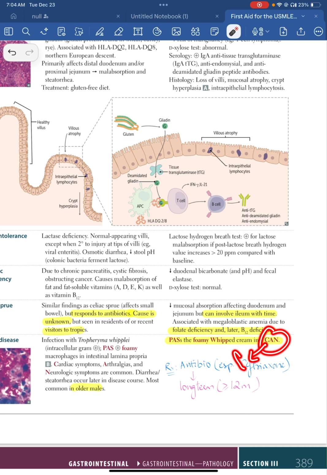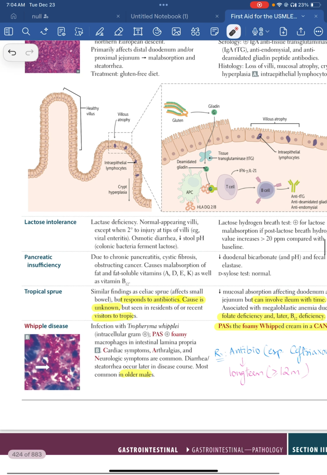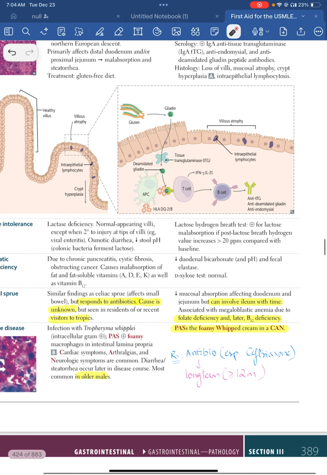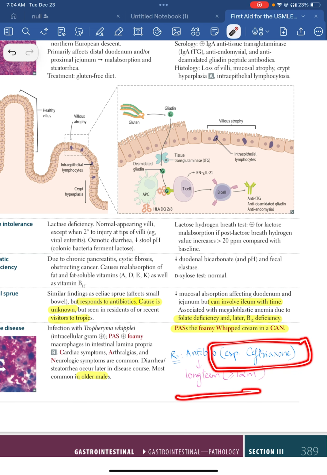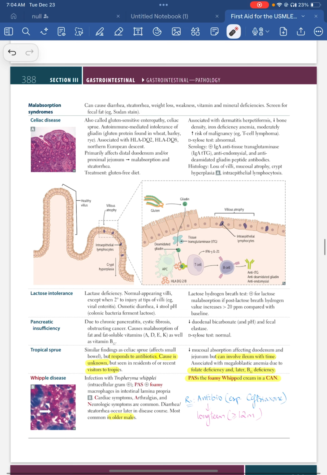Can: C is for carditis, A is for arthritis, N is for neuro disease, right? And you'll always obviously see diarrhea or steatorrhea in the later course. Most common in old males. Treatment is antibiotics because obviously it is due to bacteria. Treatment is antibiotics, ceftriaxone. You need to use long-term treatment. More than 12 months treatment is required for Whipple's disease. And with this, we complete our small intestine pathologies.